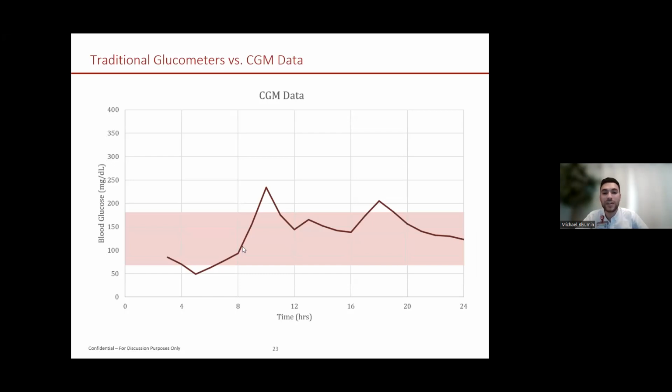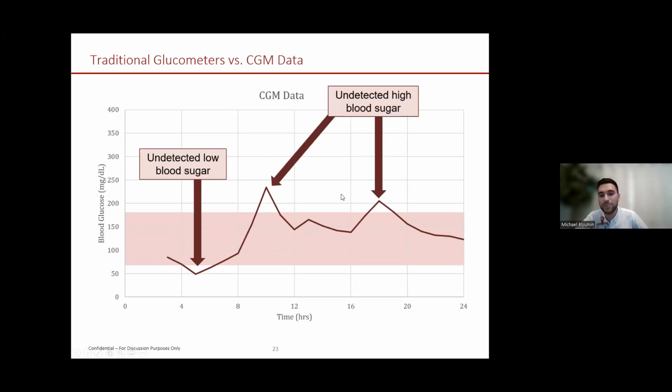Now, if that same person uses a CGM, what we have is data points from 5 to 15 minutes of every hour. So here we see, yes, they were at goal here, here, and here, and here. But what we were missing is these undetected low blood sugars, since we didn't check our blood sugar at this time, and these undetected high blood sugar peaks. Because again, with a glucometer, you only know what the reading is at that specific moment. But with the CGM, it's checking your interstitial fluid glucose continuously. And so you can catch these areas that we might not have seen before.